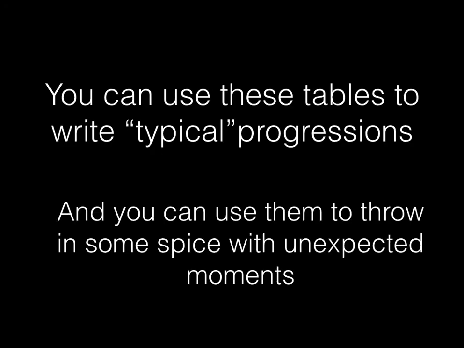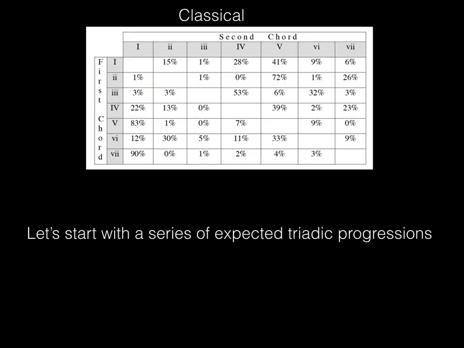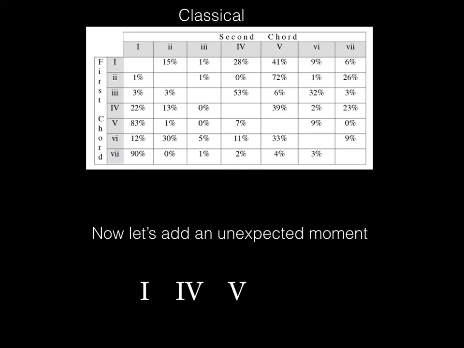And so you can then use these tables to write typical progressions, and you can also use them to throw in some spice with unexpected moments. So if we started with a series of expected triadic progressions, we could do 1 going to 4. That's a reasonably high number. 1 goes to 4 28% of the time. And then 4 goes to 5 39% of the time. So this is also a reasonably high number. So 1, 4, 5. It's an expected progression.